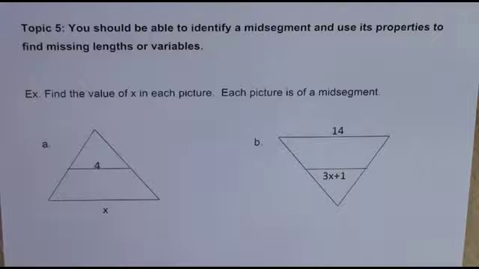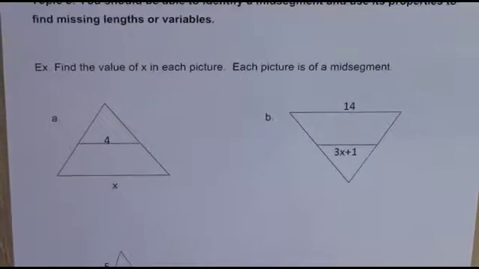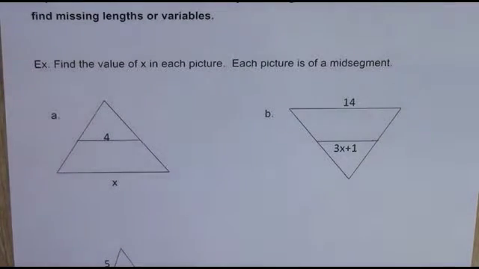Geometry 1, Chapter 6 Test, Topic 5. You should be able to identify a midsegment and use its properties to find missing lengths or variables. So, find the value of x in each picture. Each picture is of a midsegment.